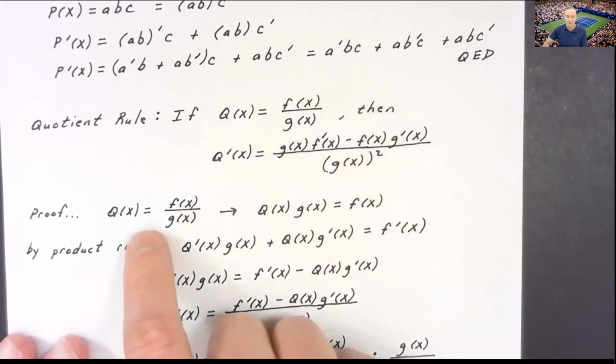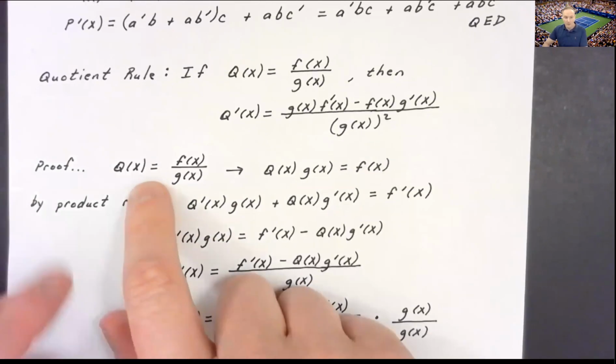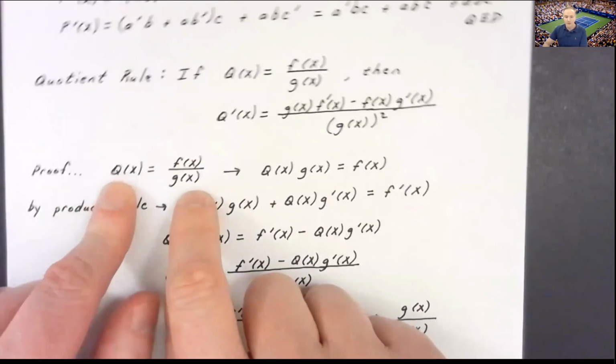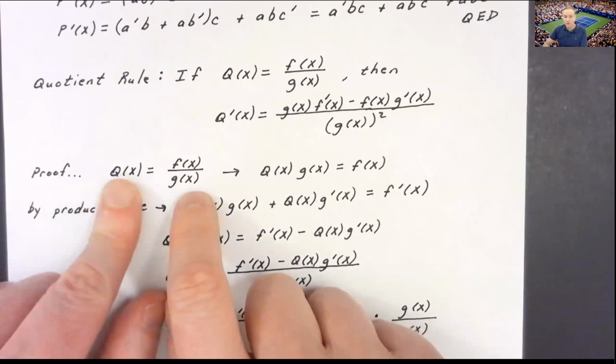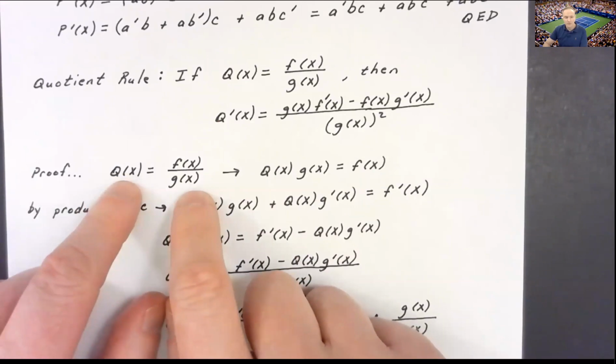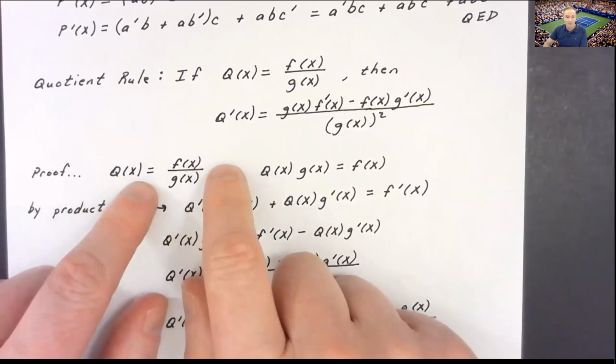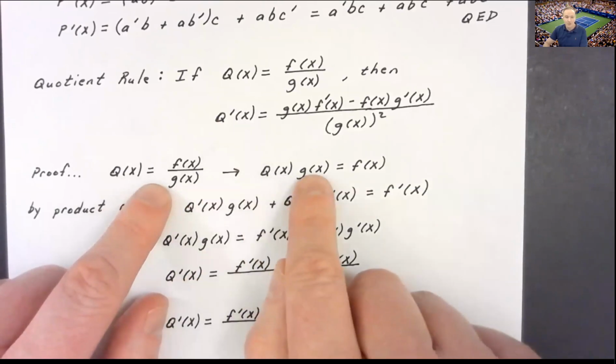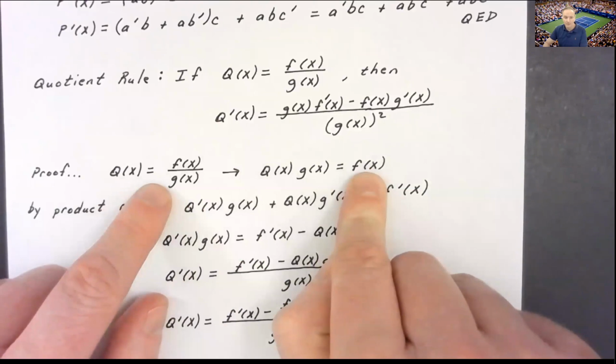Okay, so here's how I do it. We start off with, of course, what we're given. Q of x is equal to f of x over g of x. And in order to prove it, I can say, well, I've already proven the product rule with a limit definition of a derivative. So how about we make this a product? I could easily take this equation and multiply both sides by g of x. That's going to give me q of x times g of x is equal to f of x.